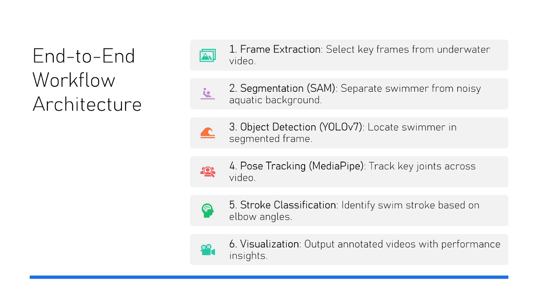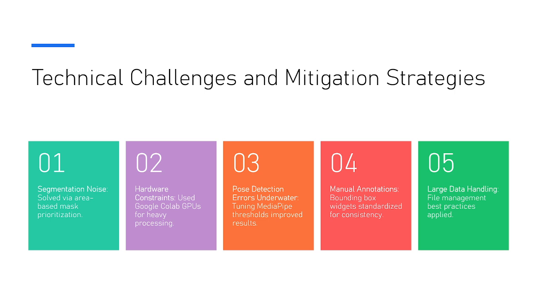We use YOLOv7, and for pose tracking, we use MediaPipe, which tracks the key joints for accurate stroke analysis. In the project, we covered breaststroke, freestyle, and others. Then stroke classification: we identify the swim stroke based on the elbow angles. Finally, visualization outputs annotated videos with performance insights. We will come to that later.